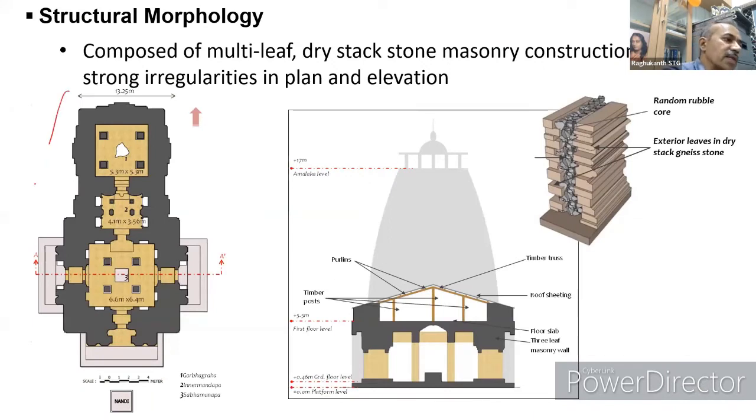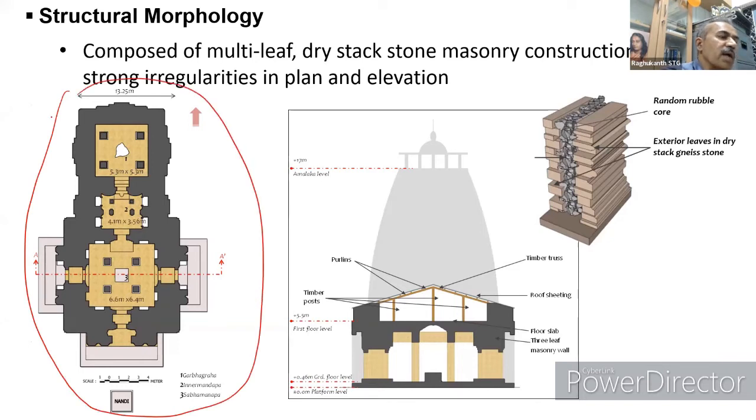These are the details of the plan of the temple. The walls are 2 to 2.25 meters thick. The most important thing we found out was information that was not known before. This is a dry stack masonry, multi-leaf construction. You can see one wall is here, another wall is here, and the space between these two walls is filled with random rubble masonry. So it is a two-leaf wall, and in the middle you have random rubble masonry.